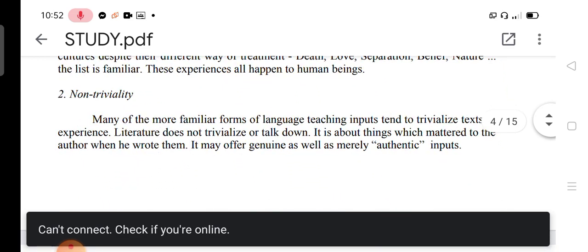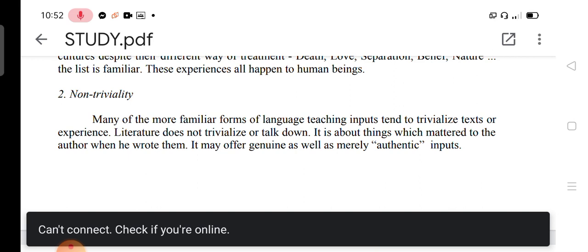So next is the non-triviality. Now, when you say triviality, it's the lack of seriousness or importance, or its insignificance. So non-trivial means it's not insignificant, meaning it is significant. Meaning it is serious. So many of the more familiar forms of language teaching inputs tend to trivialize text or experience. Familiar forms of language teaching.